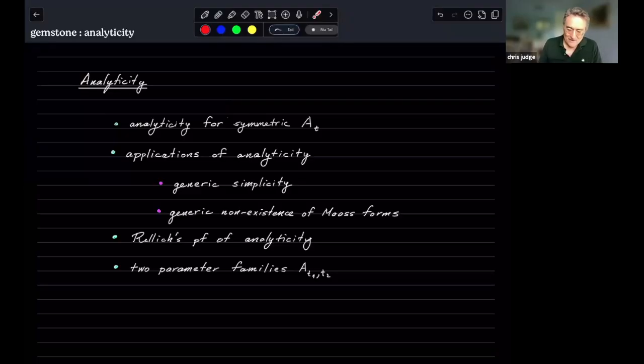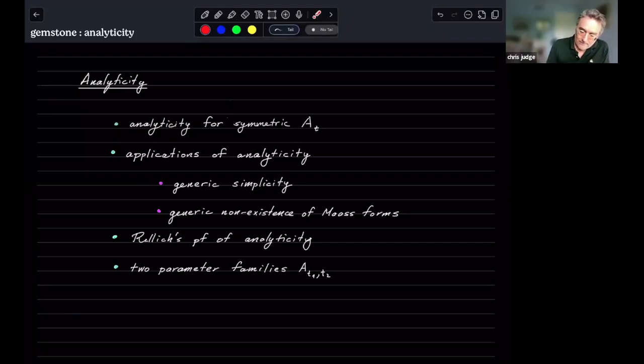This is the second lecture. Last time I talked about continuity of eigenvalues and eigenfunctions, really trying to emphasize eigenfunctions. Today I'll talk about analyticity. These are the topics I hope to cover. We'll see how far I get.